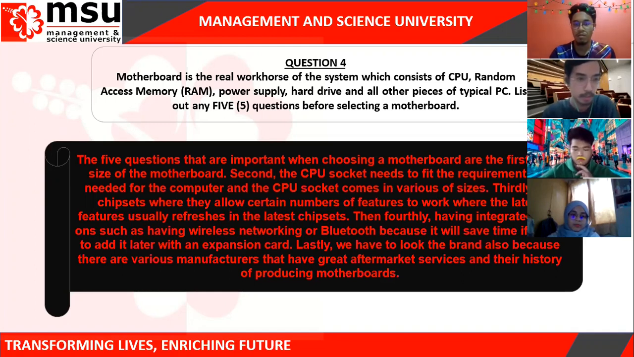Thirdly, the chipsets, where they allow certain numbers of features to work, where the latest features usually appear in the latest chipsets. Fourth, having integrated add-ons such as wireless networking or Bluetooth, because it will save time if we want to add it later with an expansion card.